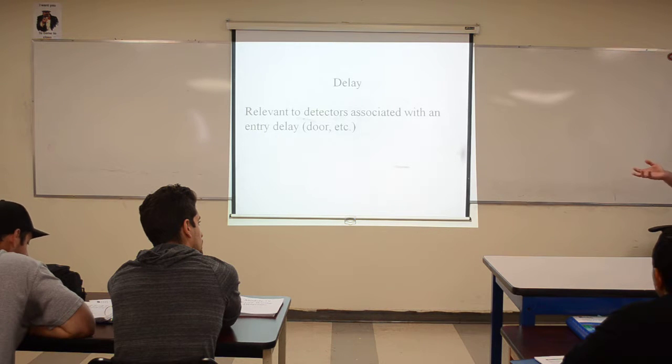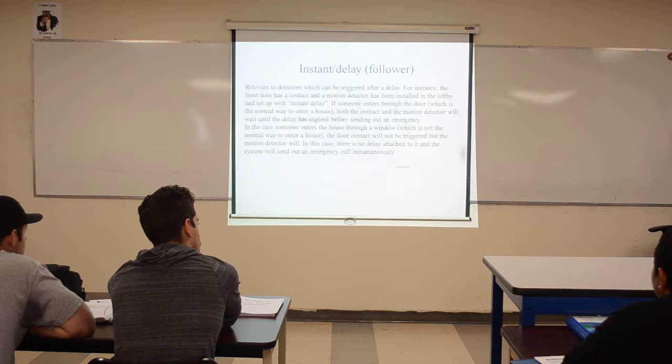So if a crook breaks into your front door, runs into your bedroom, steals your wallet, and runs out within 30 seconds, well, you got to wait before the alarm goes off. But chances are, the motion sensor, which is on instant, will have caught him. So as soon as he got right into the hallway, he got caught and the alarm went off. Instant delay, follower.